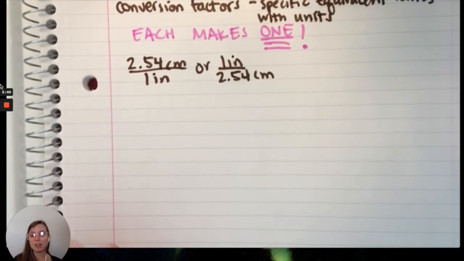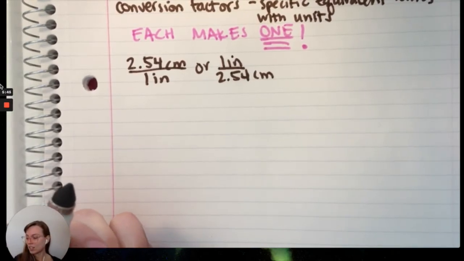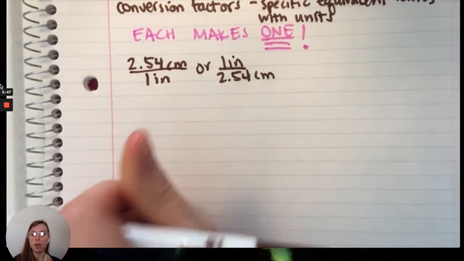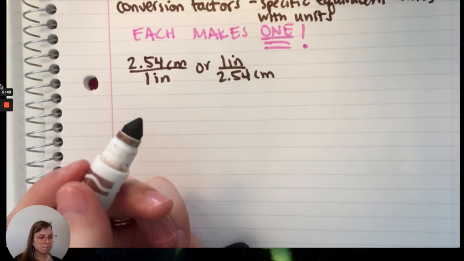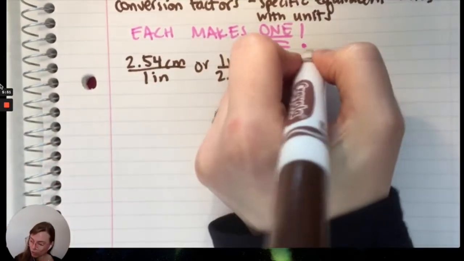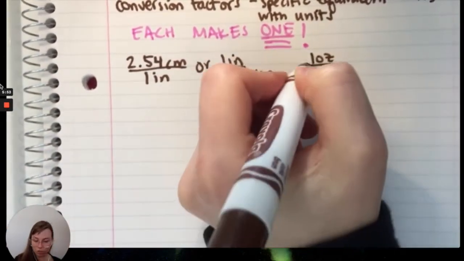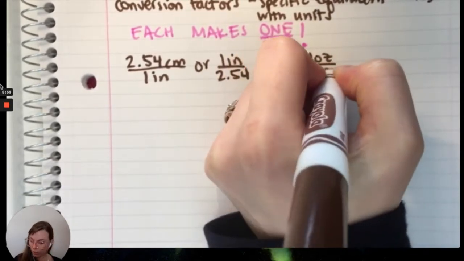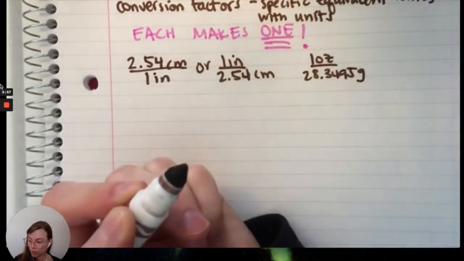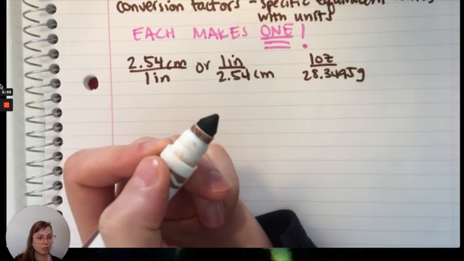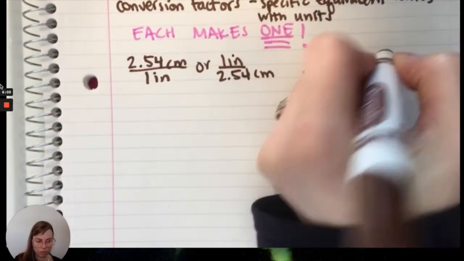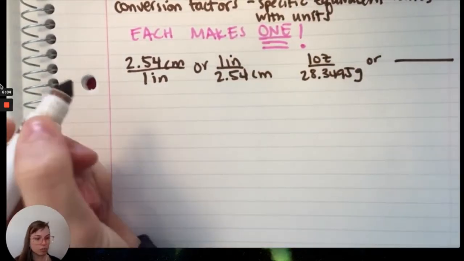So it doesn't matter if the inch is in the numerator or the denominator, as long as the centimeters is the same coefficient in the numerator or the denominator as well with it. Okay? So we could also write 1 ounce over 28.3495 grams. Or you could flip that if you wanted.